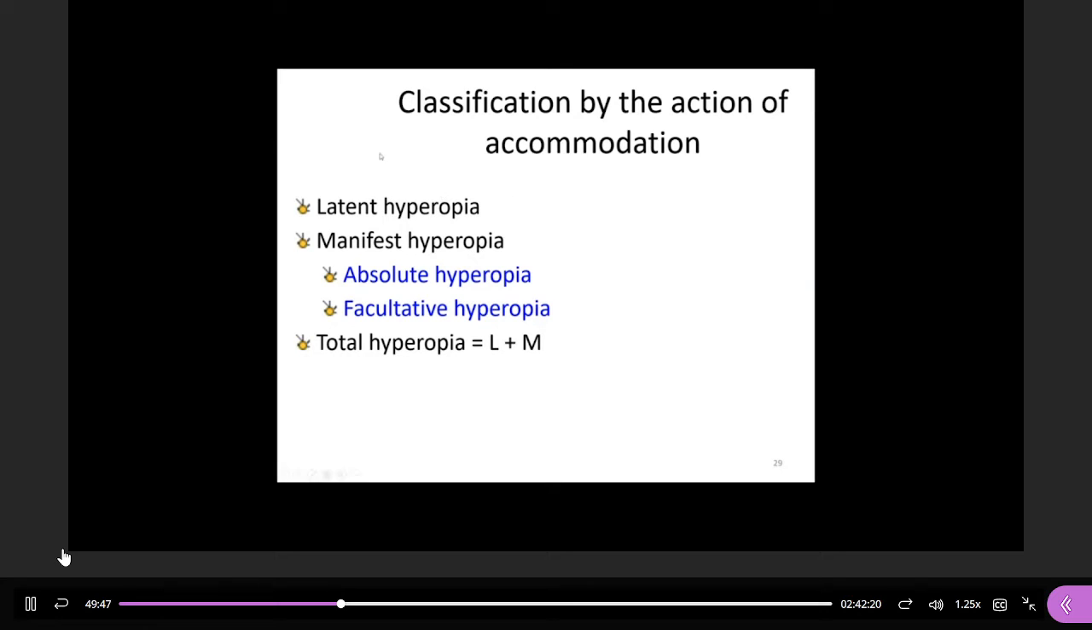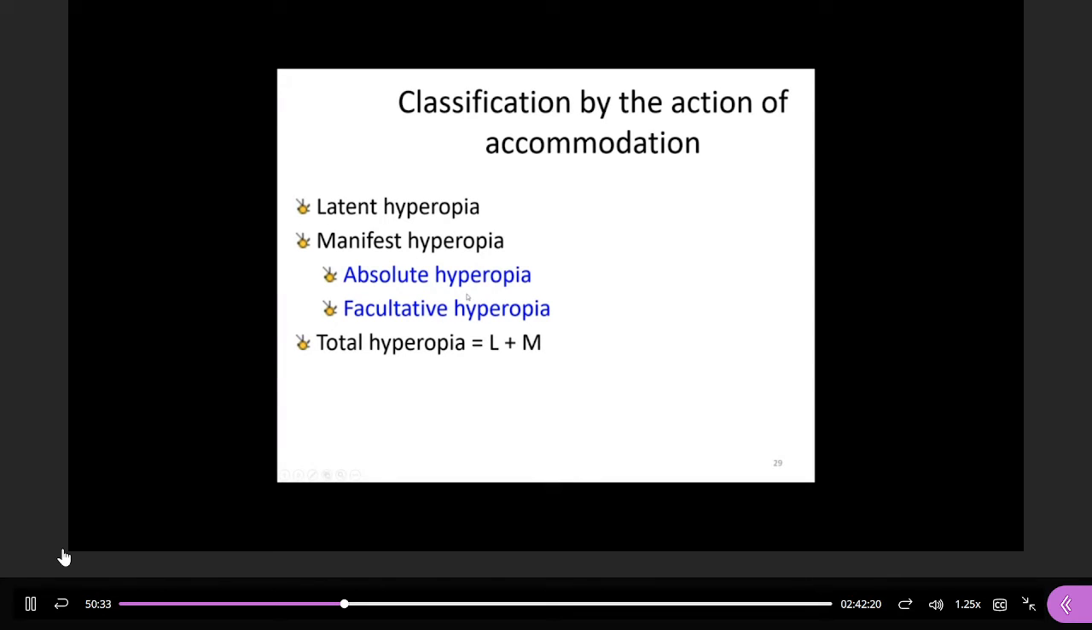Okay, so this is because our eyeball has the ability to adjust for some hyperopia. We call this accommodation. Therefore, there are several ways to express hyperopia. We call them latent hyperopia and manifest hyperopia, which is divided into absolute hyperopia and facultative hyperopia. And there is another concept called total hyperopia. Total hyperopia is what? Latent plus manifest. So everything including here, we call total hyperopia.